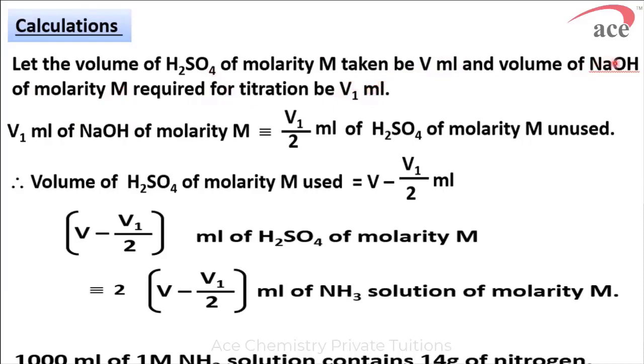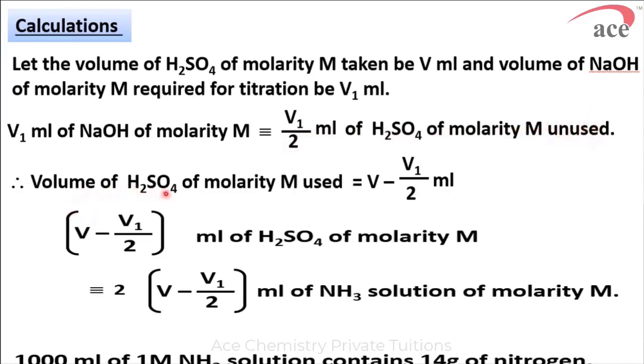When we are titrating sodium hydroxide with sulfuric acid, the sulfuric acid produces 2H plus ions and the sodium hydroxide produces 1 OH minus ion. So V1 ml of NaOH of molarity M requires half of its volume, V1 by 2 ml of H2SO4 of molarity M, which is unused. Unused means this is the acid which is unreacted.